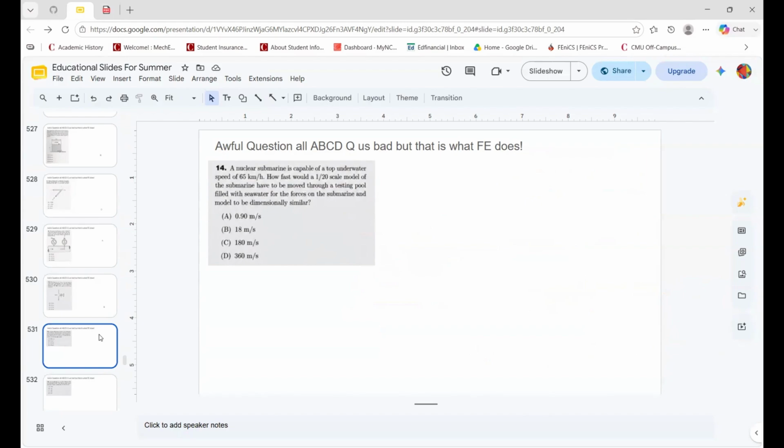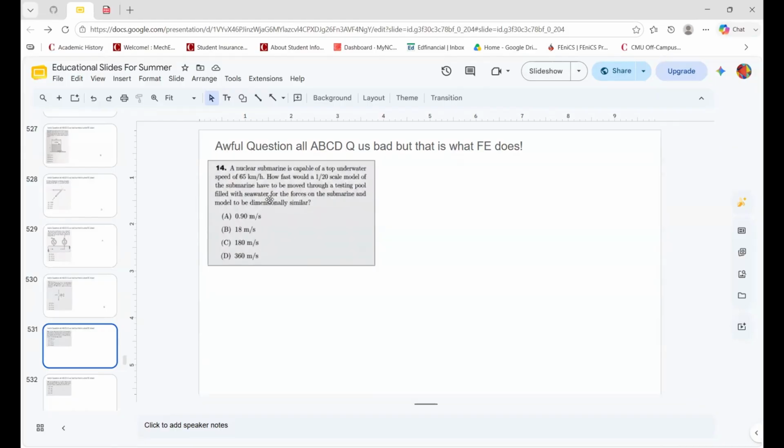Anyway, a nuclear submarine capable of a top water speed of 65 kilometers per hour. How fast would a one-scale model of a submarine have to move in a test pool filled with seawater for similar forces in the submarine and model, the dimensional similarities? Okay, so clearly what we have to do is basically do Reynolds number. So, how do I know that? Because there's a moving test pool filled with seawater, the similarities, and they ask for some kind of force analysis, the similarity, which is internal forces, which is from Reynolds number.